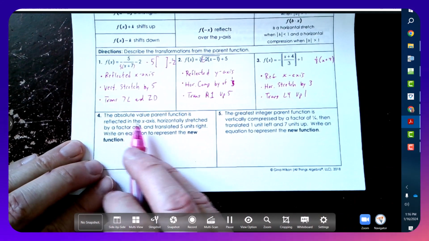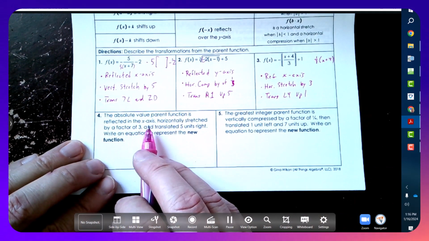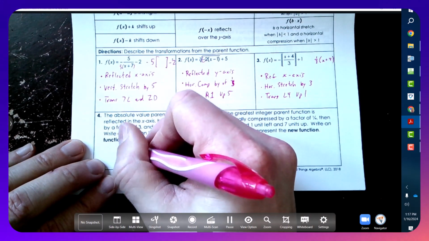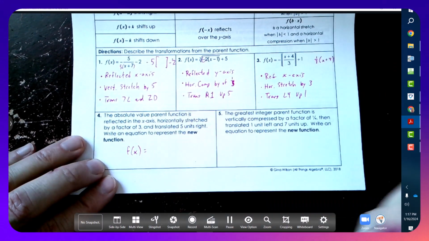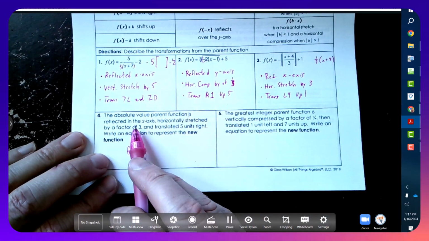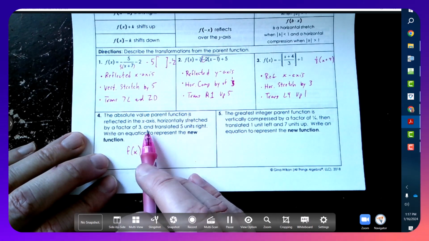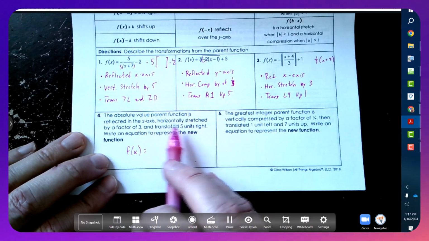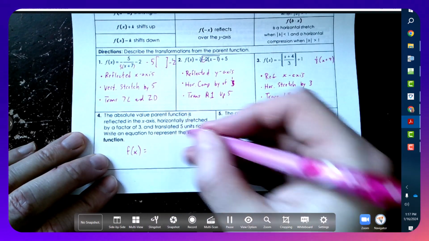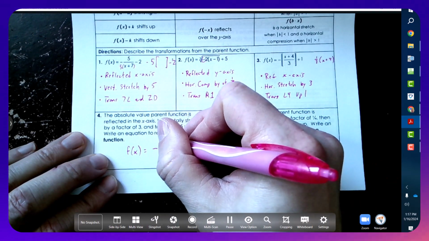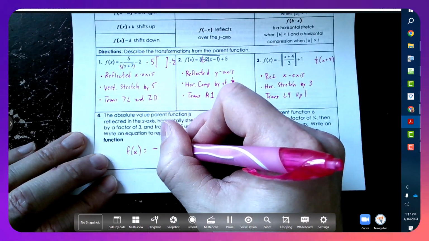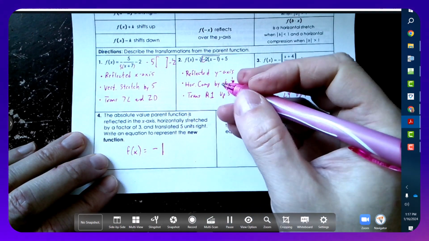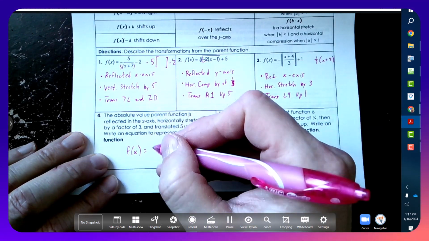So then this one. We've got the absolute value parent function reflected on the x-axis. So let's write f of x. You could have put y, no problem. We've got it reflected on the x-axis. Okay, horizontal stretch means that it would be going on the inside. So it looks like the negative will just be by itself on the outside, reflected on the x-axis.